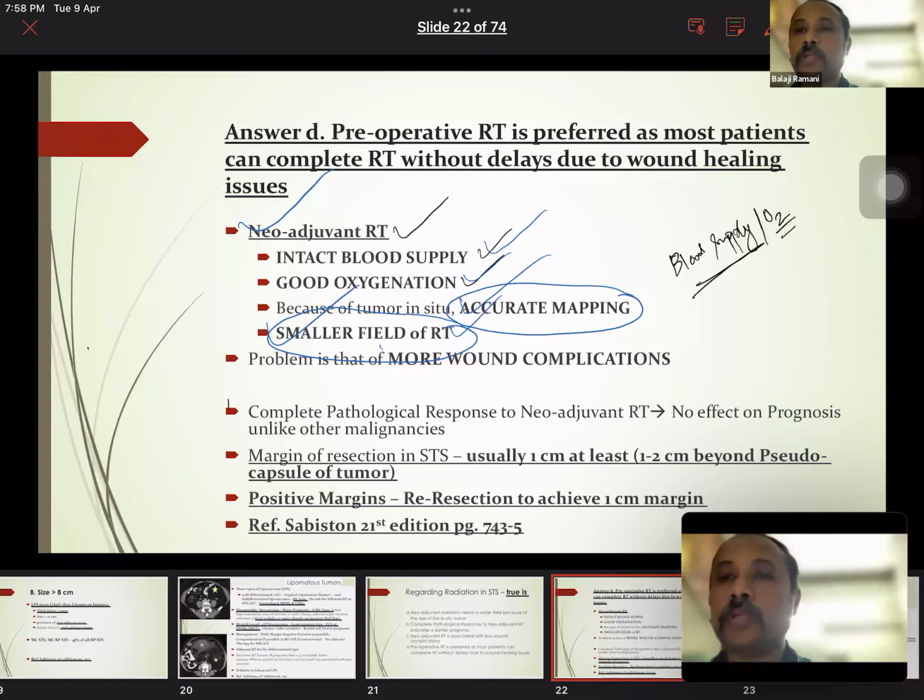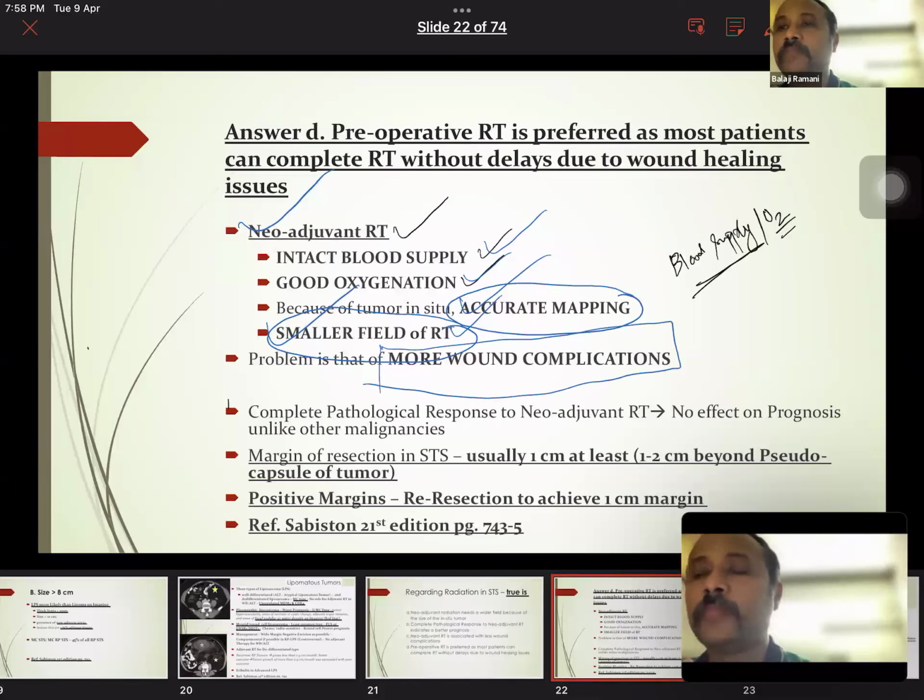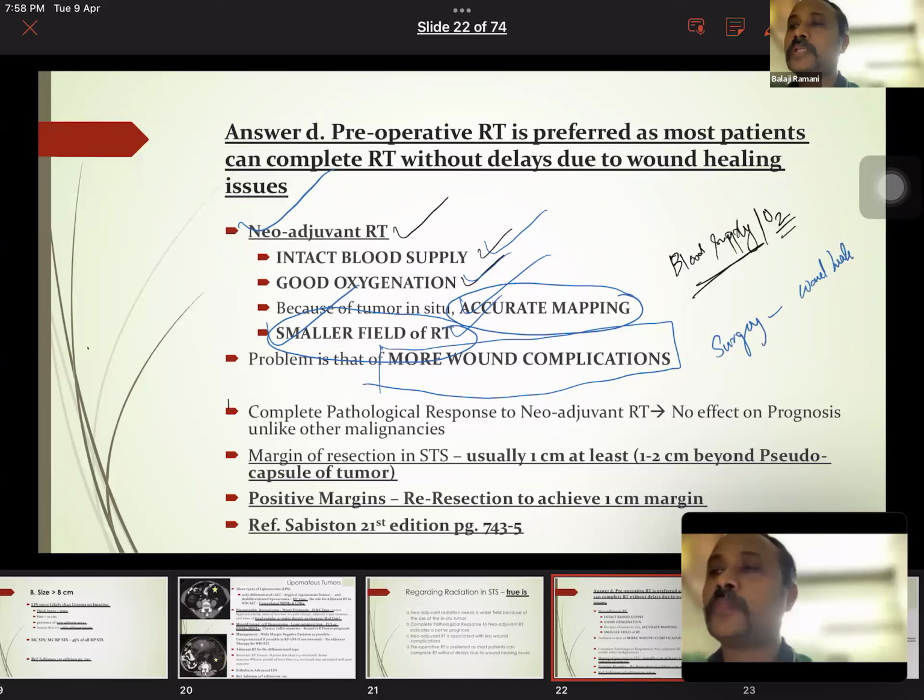The only problem is there is going to be more of wound complications. Wound healing will be affected when we give a preoperative RT. But that said, even if it takes a much longer time, we can manage it conservatively. On the other hand, when we do surgery and after that there are wound healing problems, which happens in large sarcomas, especially in the extremity, where the wound healing may not be proper, there will be a delay.